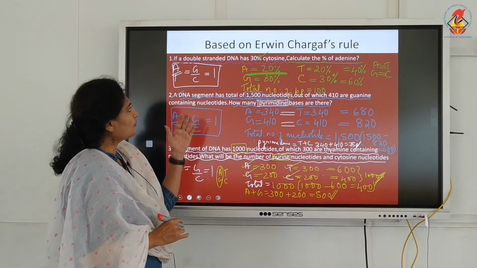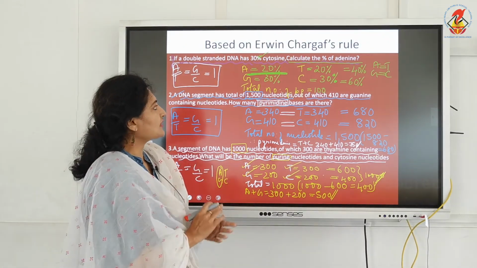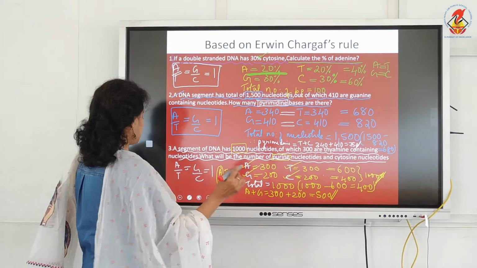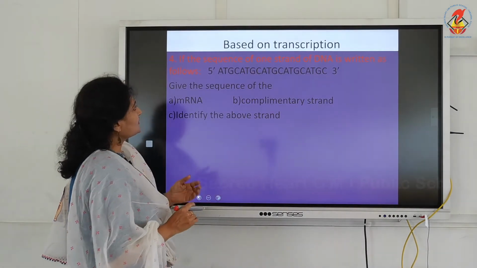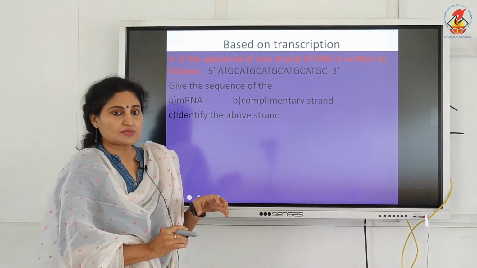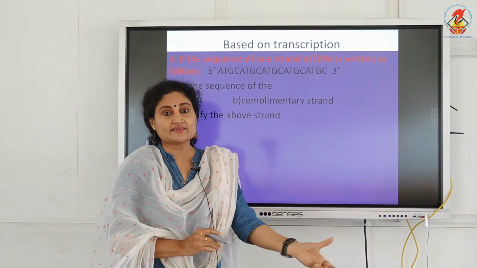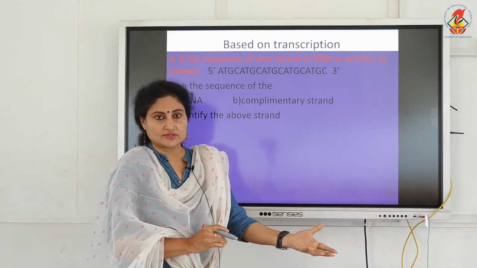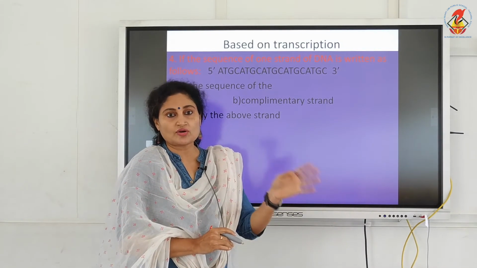Clear? So I hope you have understood problems related to Erwin Chargaff's rule. These are the only possible problems. Moving on to the next concept, it's based on transcription. When problems come on transcription, it's usually the mRNA strand that is given to us, or the DNA strand that is given to us. It can be the template strand or the coding strand.